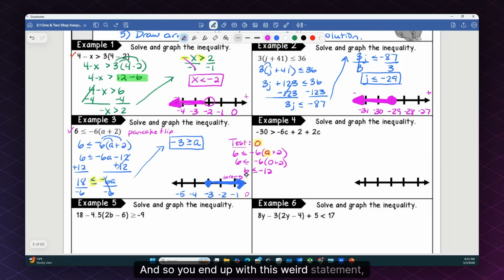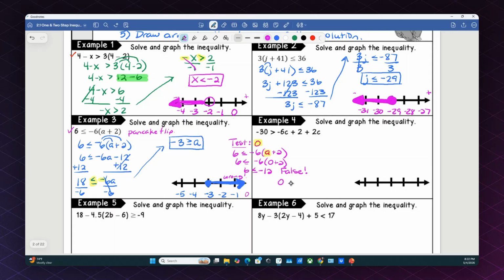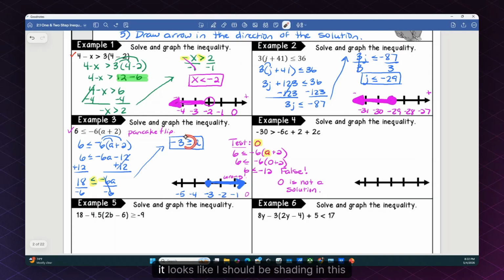And so you end up with this weird statement. 6 is less than or equal to negative 12. That is false. That is not an accurate statement, which means 0 is not a solution. And you're like, but wait a minute. If I look at this, it looks like I should be shading in this direction. And I shaded in this direction. But I found out that 0 was not a solution.